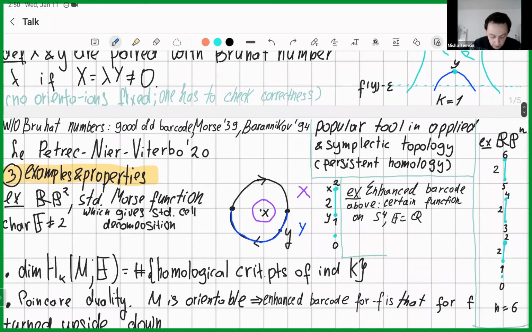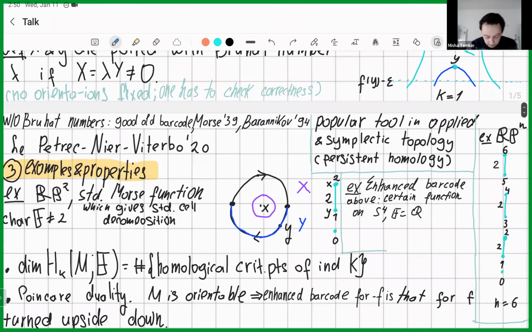Right, so the point duality, a nice little pleasant thing, tells in this setup that if M is orientable, then the enhanced barcode for minus F is that for F turned upside down. By upside down, I mean literally you have to replace all points of index k by index n minus k, and turn the picture upside down, and the numbers will be the same.